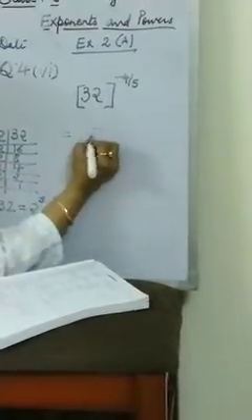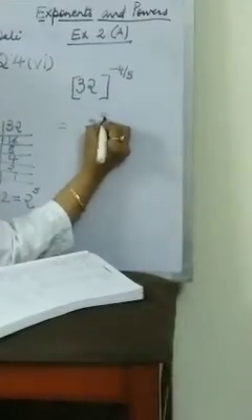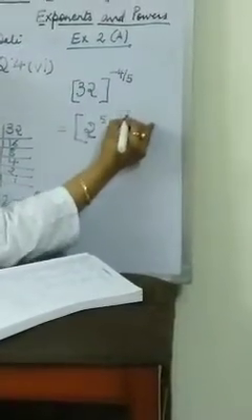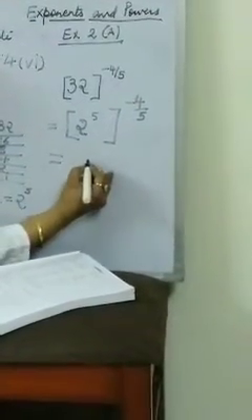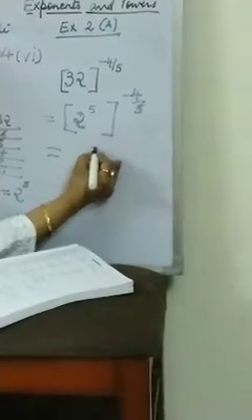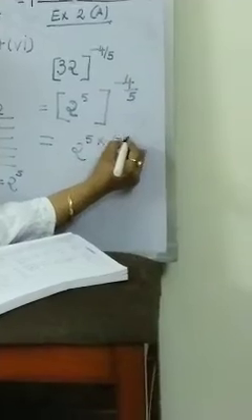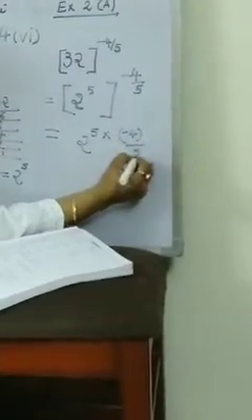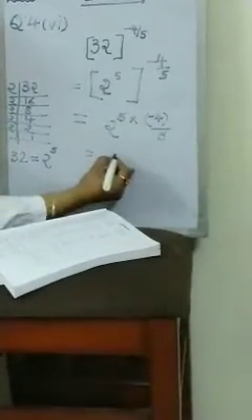So in place of 32, what are we going to write? 2 to the power 5, and whole to the power minus 4 by 5. If we have power on power, the powers get multiplied, so we multiply 5 into minus 4 by 5. So what gets cancelled? 5 gets cancelled. What do we get? 2 to the power minus 4.